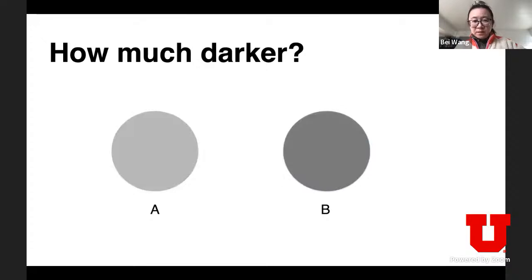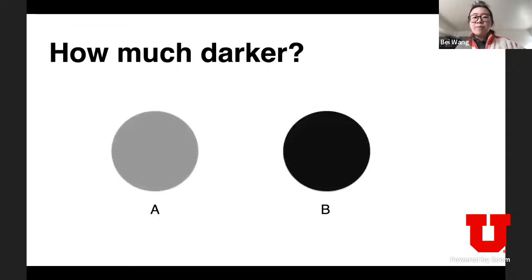But what is missing is actually not just which one is darker. I forgot the question. The question is how much darker it is. It turns out this is 2 times darker. Okay. Now, how much darker? Is B 2 times darker, 3 times darker, 4 times darker, or 5 times darker?